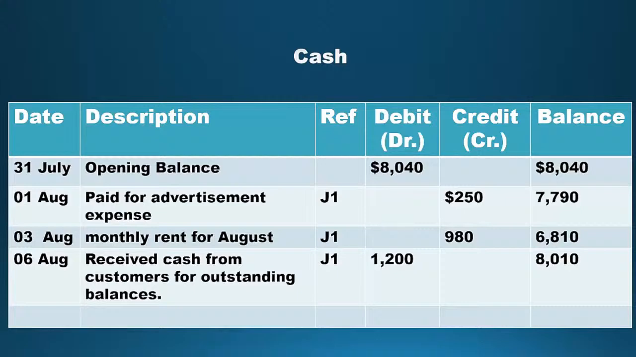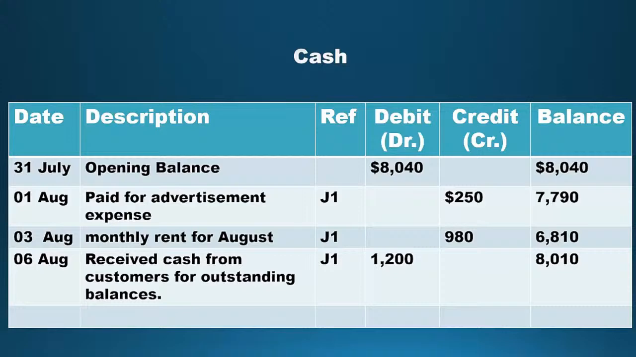2. Narrative. Add the narrative. Received cash from customers for outstanding balances. This explains what happened, so anyone reading the ledger knows the reason for the change. 3. Reference. Include the journal reference, J1. This tells us the transaction was recorded on the first page of the journal.